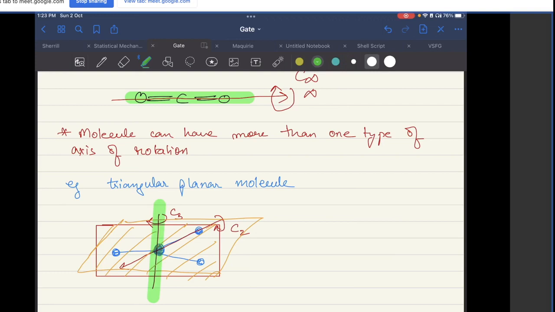Why is this C3? Because the symmetry will be restored when n is equal to 3, so I will be doing a 120-degree rotation. And for this particular axis going through two atoms, or you can say one single bond of the molecule, you will have a rotation of 180 degrees, correct? So this will be C2, to get the indistinguishable configuration of the molecule again.